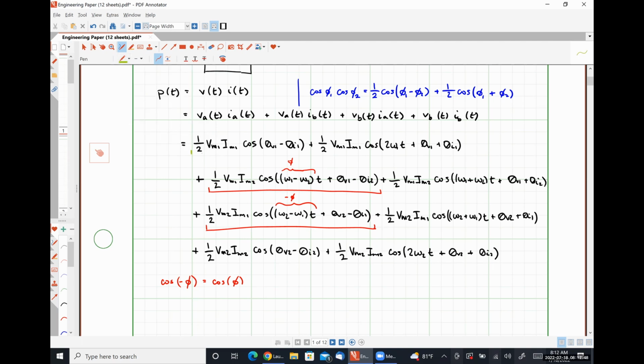Additionally, we have a DC term right here and a DC term right here that could be combined together.